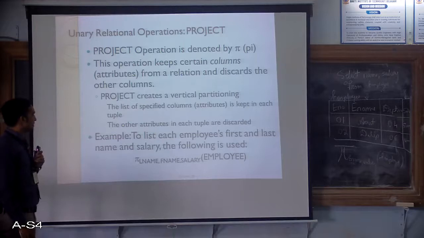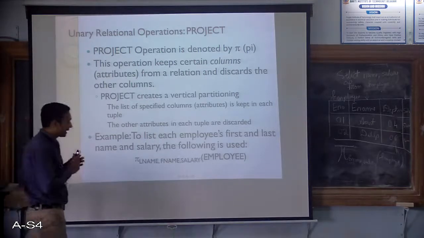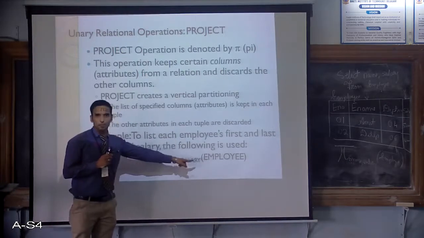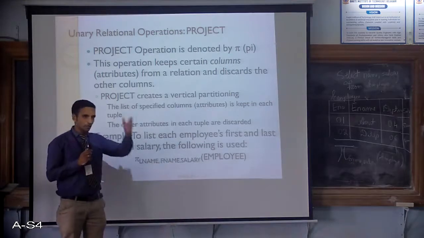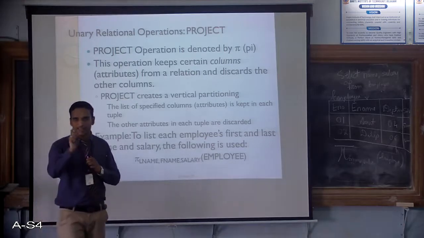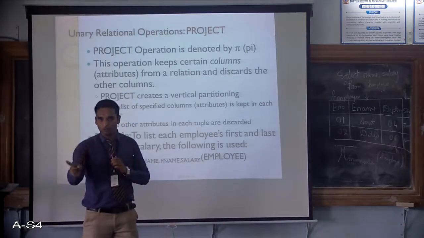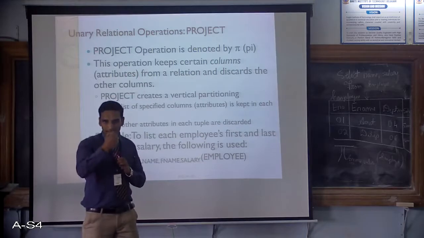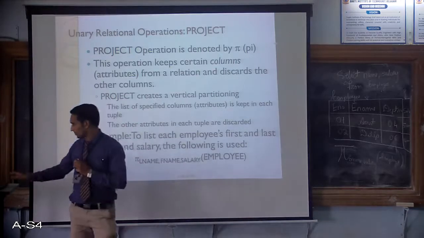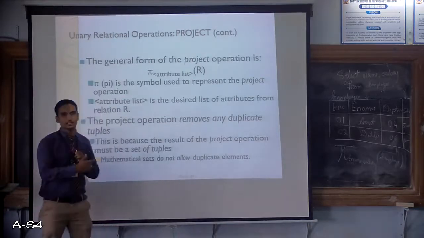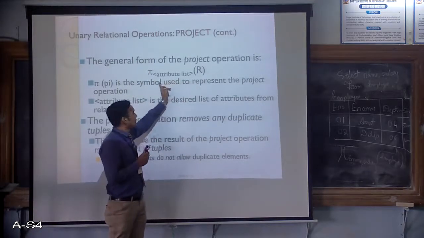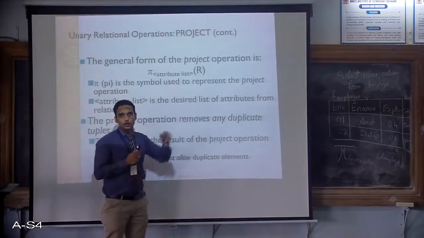To list each employee's first name and last name and salary from the table, I'll write it like this: project last name, first name, salary from the employee. So this is how the syntax is written for selecting the columns from a relation or a table. Only remember this thing: select will select the rows, whereas project will select the columns. That is, pi will select the columns, whereas sigma will select the rows. This is again the same syntax like select. We have pi, attribute list and the relation name. So whichever attributes you list here, only those are selected and the rest are ignored for me.